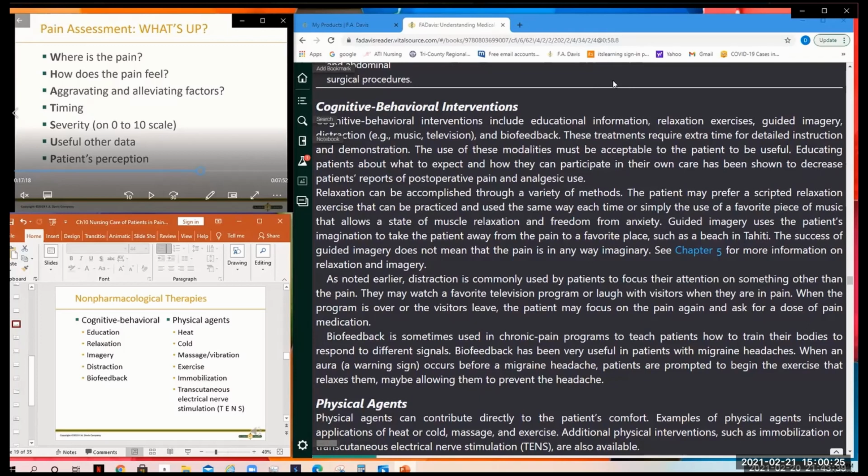Biofeedback is sometimes used in chronic pain programs to teach patients how to train their bodies to respond to different signals. Biofeedback has been very useful in patients with migraine headaches. When an aura, a warning sign, occurs before migraine headache, patients are prompted to begin the exercise that relaxes them, maybe allowing them to prevent the headache.